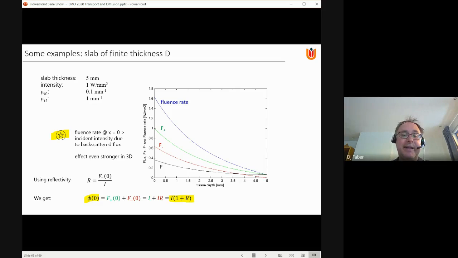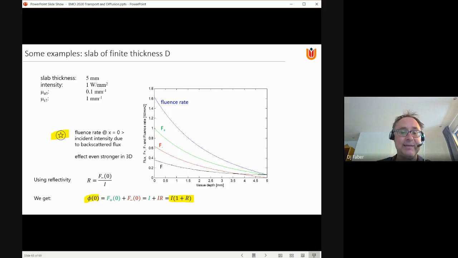We can actually estimate how much we have to do that, because remember the definition of reflectivity. R is equal to the flux in the outgoing direction, so opposite to the incoming direction, normalized on the incident intensity. That gives an expression for reflectivity. Now, if we rearrange that, F minus at the surface, at 0, is equal to the reflectivity times the incident intensity.